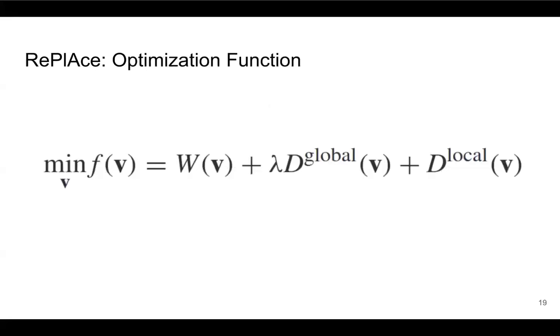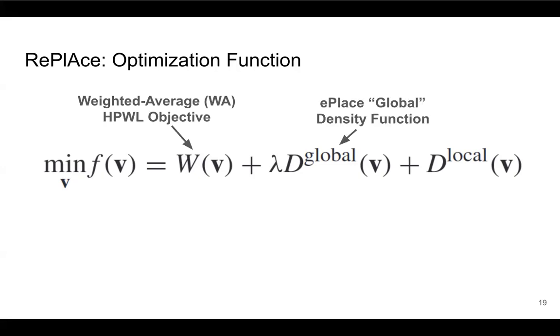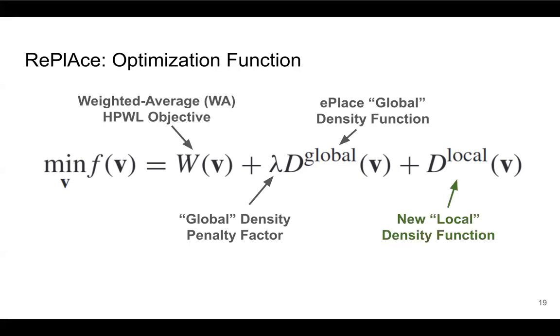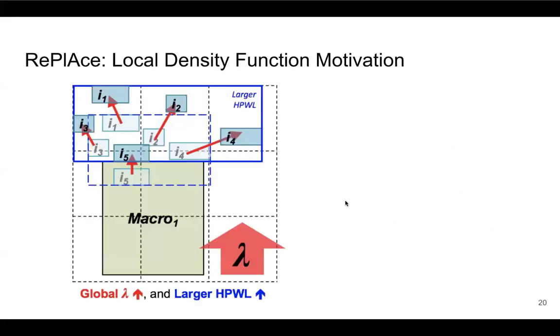So first of all, this is the optimization function, and this is going to look very familiar. This is your weighted average HPWL objective from ePlace. This is your density function from ePlace, which they gave the title of global, which all atoms will feel from all other atoms. We have our lambda, which is the global density penalty factor. And we have this new local density function. Anything in gray hasn't been modified. It's the new local density function that they've added.